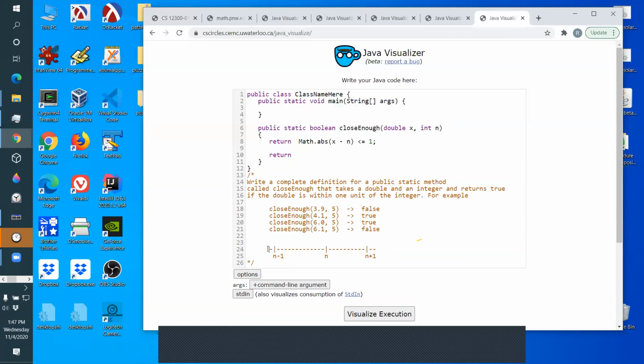Can X be over here? No. Why not? It's not between n minus 1 and n. Right. Okay. And it's not between n and n plus 1 either. Yeah. So now turn that back into an expression up here.